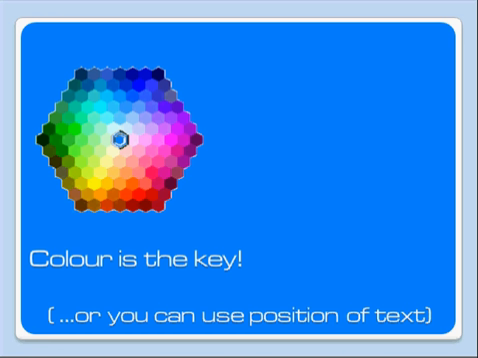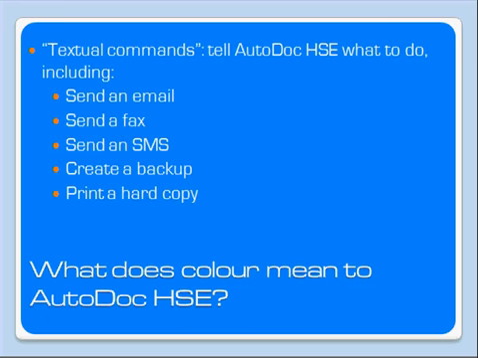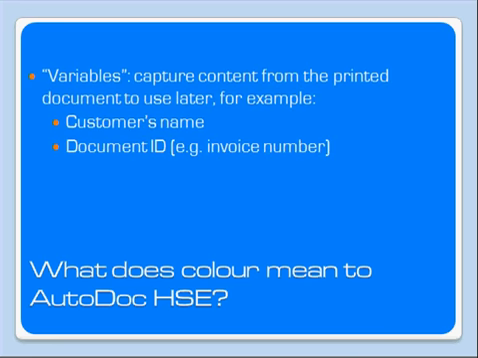Okay, so now we know that AutoDoc HSE understands font color. But what is it exactly that the color is telling AutoDoc? There are two main things that font color communicates to the system. The first are what we call textual commands. A textual command is simply something that tells the system to do something, such as sending an email, a fax, an SMS, or creating a backup or hard copy.